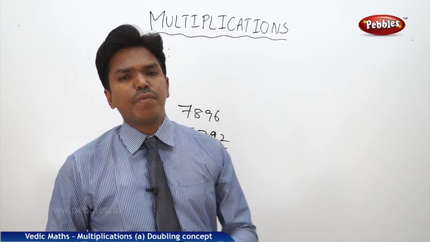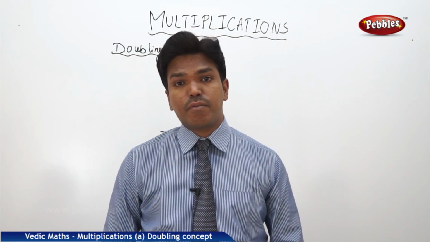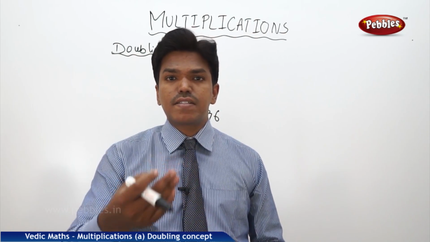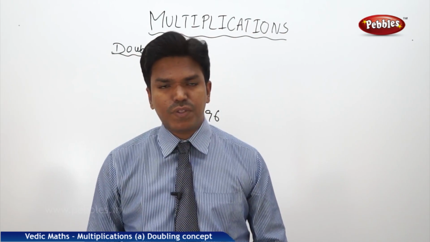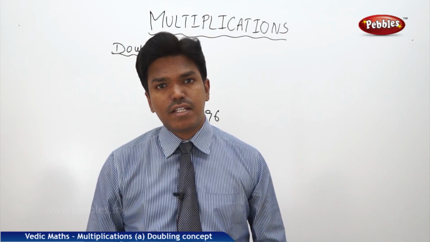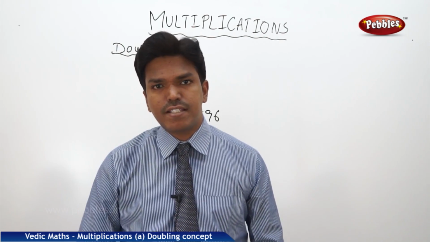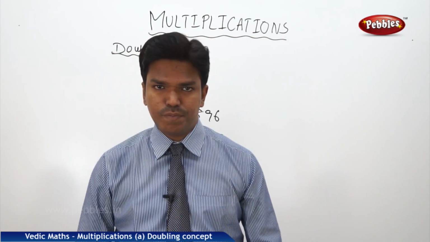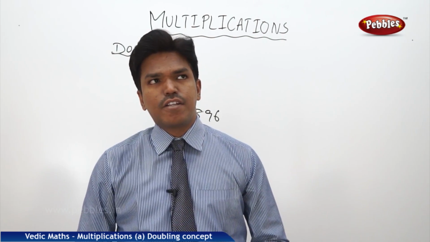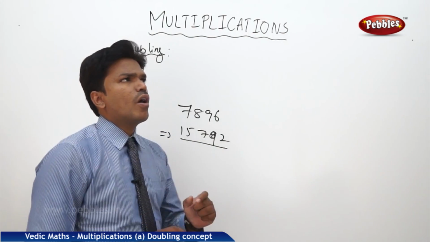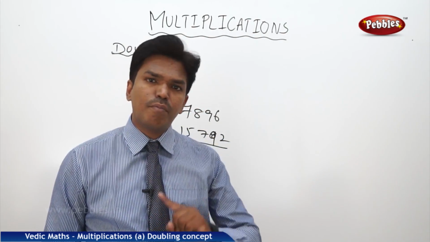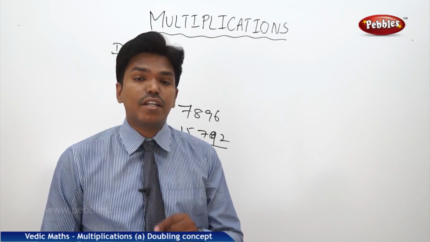In general, what do you mean by doubling? Doubling is nothing but if you add a number to the same number, the sum is the double of the number. That is one kind. Another way we can say is that doubling of a number is nothing but multiplication by 2. Yes or no? Yes. Here also we are going to multiply the number by 2 to get a double, but in a different way.